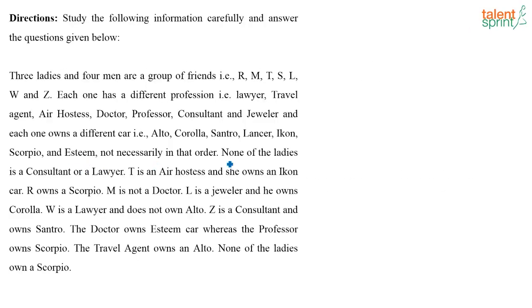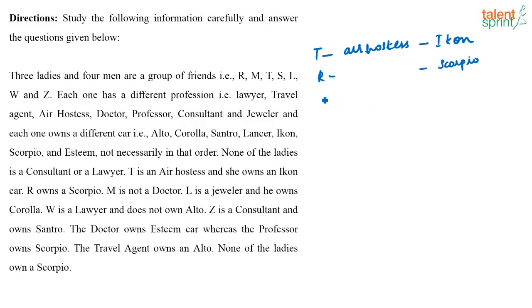Okay, I'm going to start. So this is what they have given. None of the ladies are a consultant or a lawyer. T is an air hostess. Okay, I'm going to start from there. In the meantime, if you have not solved it, you can please solve it. I'm just starting it slow. T is an air hostess. She owns an Icon. R owns a Scorpio. So I don't know what R's profession is.